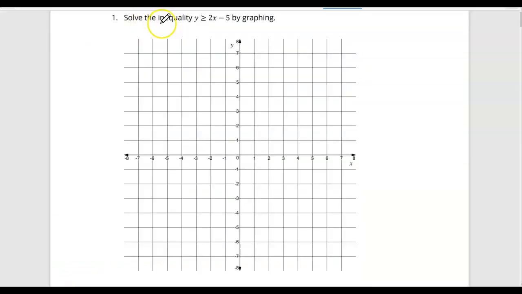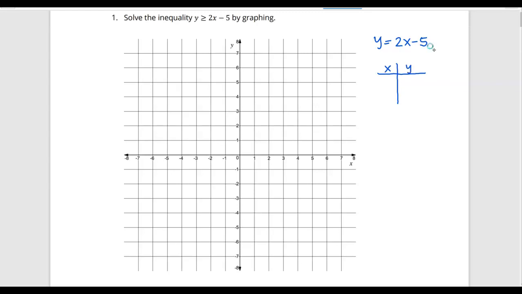For example, let us solve the inequality y greater than or equal to 2x minus 5 by graphing. To do this, let us start by graphing the line y equals 2x minus 5. To graph a line, you just need a few points on the line. Let's start with the y-intercept, or you could actually make a table. This would be your x and this is your output y.